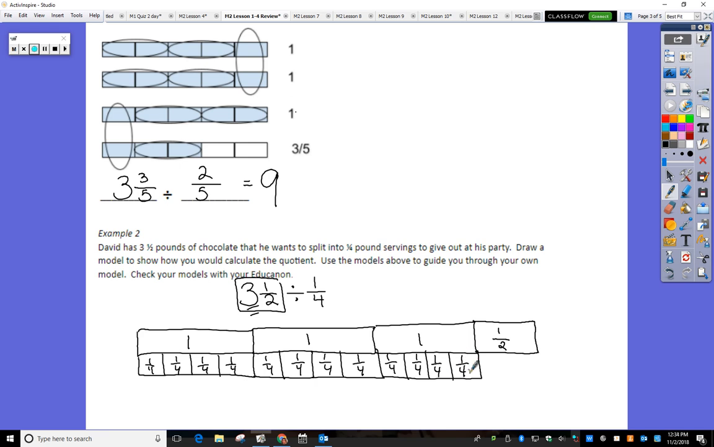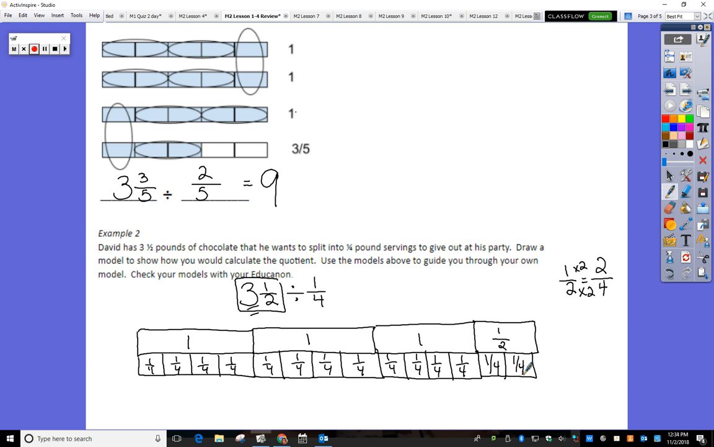And then there's a couple of ways I can look at this last piece. I have to figure out how many 1/4s are in 1/2. If I were to split these in half, I would see there's 2. I can also see 1/2 is equal to how many fourths? 2 times 2 is 4, 1 times 2 is 2, so there should be 2/4, or 2 1/4 in this section.